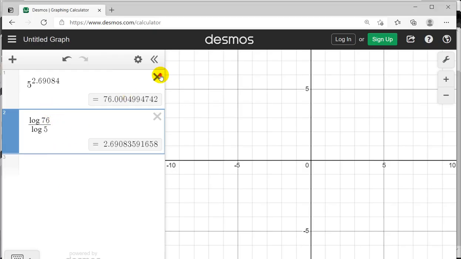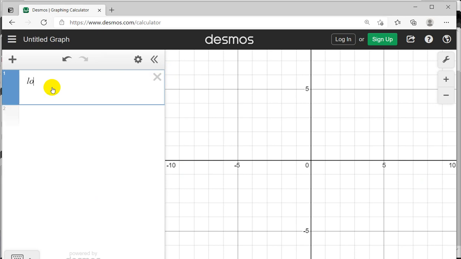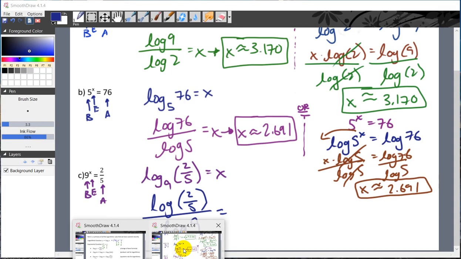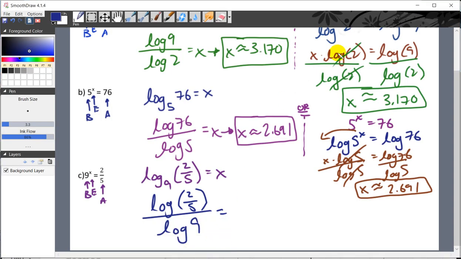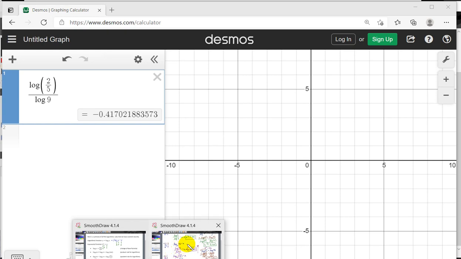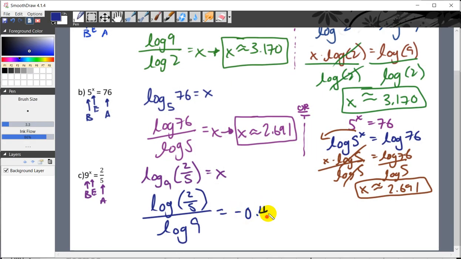So log of 2/5, and we divide that by log of 9. In this case, what is that? Negative 0.417. Okay, that would be, oh, that's me being bad with my notation.